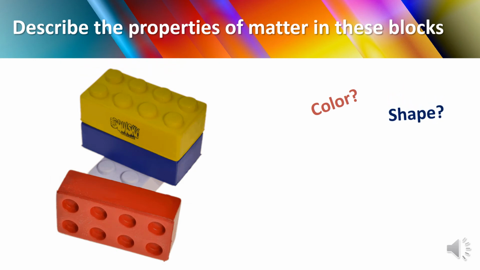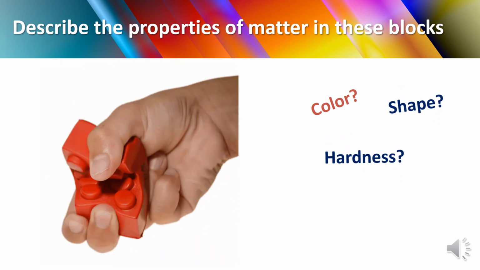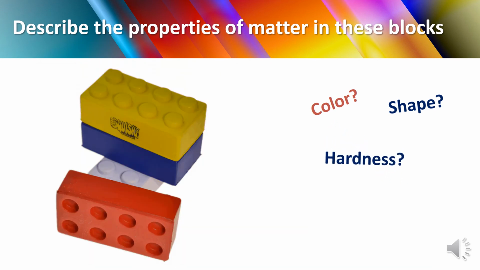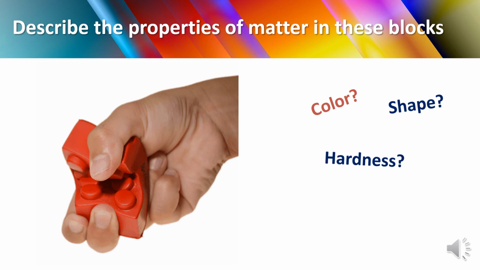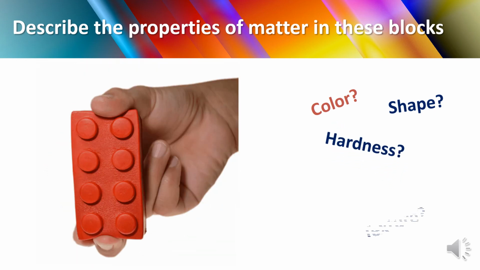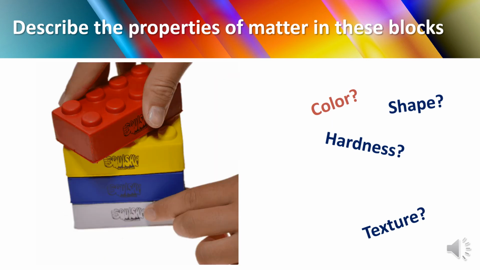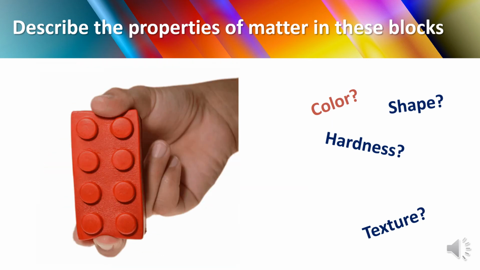For the hardness, is it soft or hard? In this case, these particular blocks are soft and squishy. It means you can squash it and it returns to its original shape. And how is the texture? Is it smooth, rough, or lumpy?